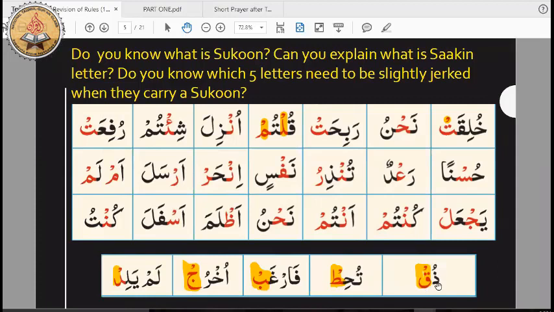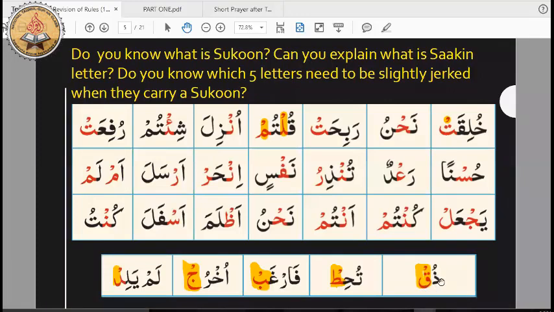Okay, so again, I'll repeat the letters. They are highlighted at the bottom of this page. Qaf, Ta, Ba, Jim, and Dal. And a way to remember these 5 letters is by remembering the word Qutubjad. Okay, and this is because when you join the 5 letters together, so when I join Qaf, Ta, Ba, Jim, and Dal together, they form the word Qutubjad. So that's the way you can remember the 5 letters. Okay, so like I said, these are the 5 letters that when they have a sukoon on top of them, the previous letter is joined onto that with a bit of a jerk sound.